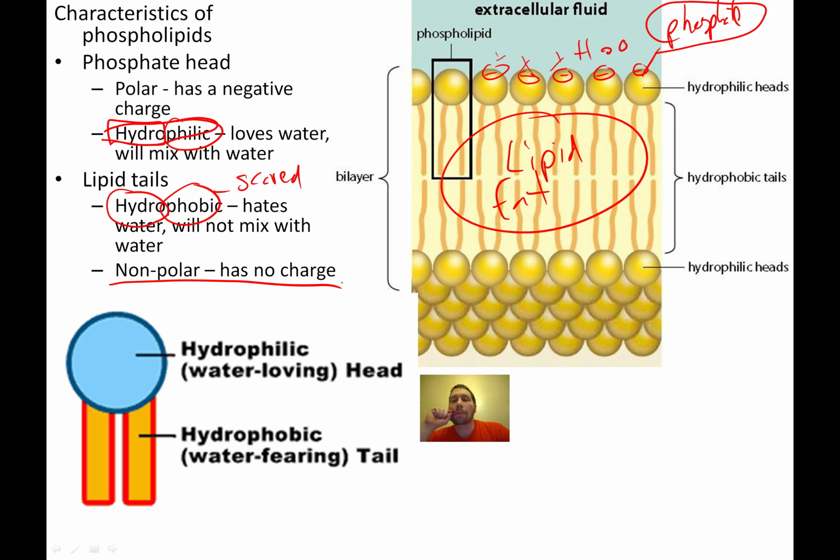So that's two very important things to keep in mind about the phospholipid bilayer. Of the phospholipids, you've got the phosphate part that has a negative charge, making it hydrophilic, and then you have the lipid part, which has no charge, which makes it hydrophobic.